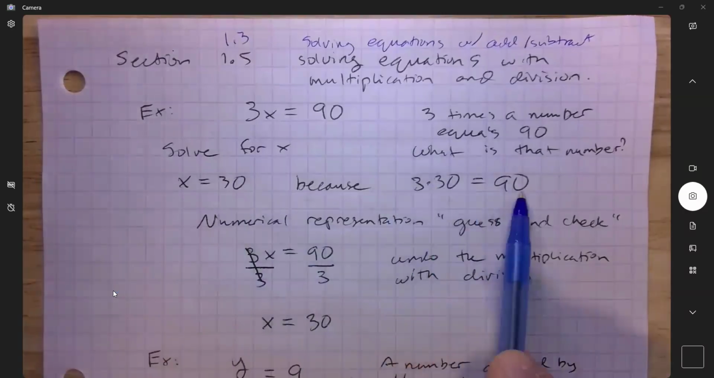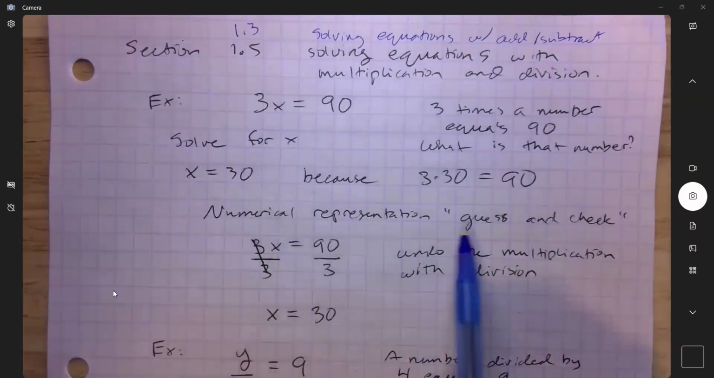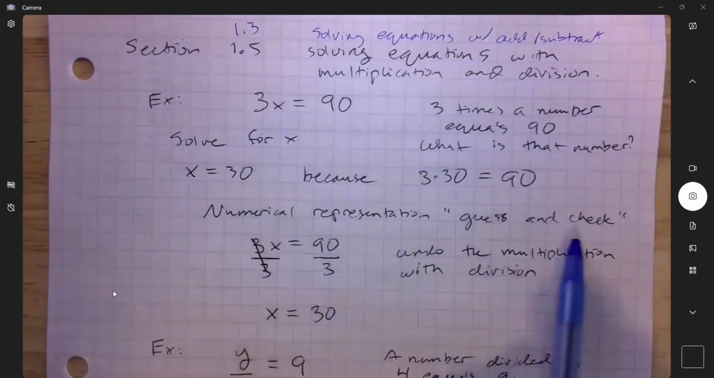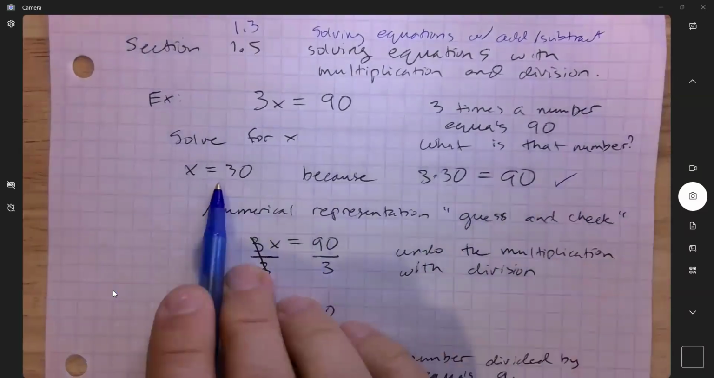3 times 30 equals 90. She used a numerical representation. She made a guess, 30, and she checked it. 3 times 30 equals 90. That all made sense, so she knew she was right.